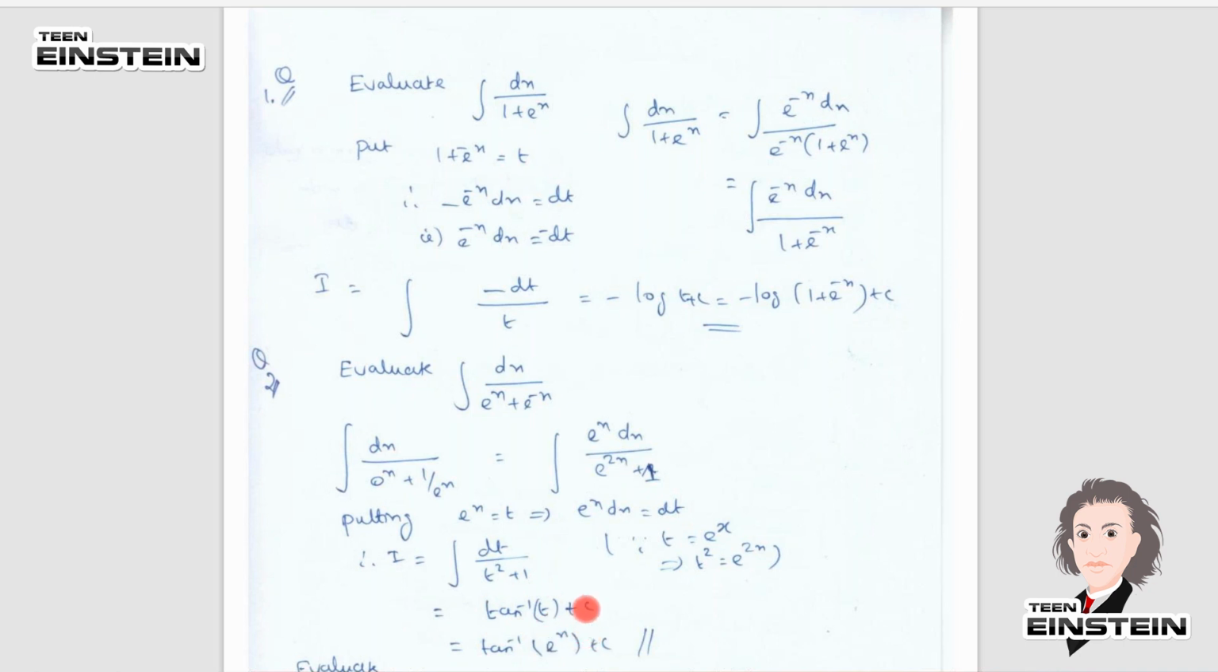Okay. Now I have to change the variable t in terms of x, because initially I have taken x in terms of t. So finally I have to change t in terms of x. Therefore, tan inverse of what is t? t is e power x. So tan inverse e power x plus constant of integration c. Is it clear? Any doubts?